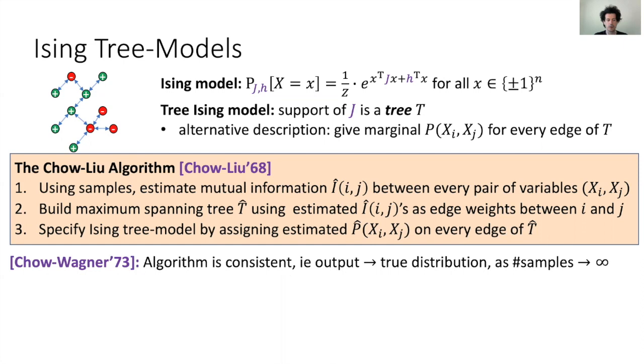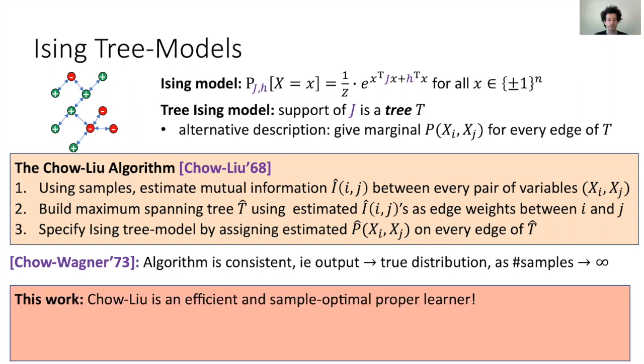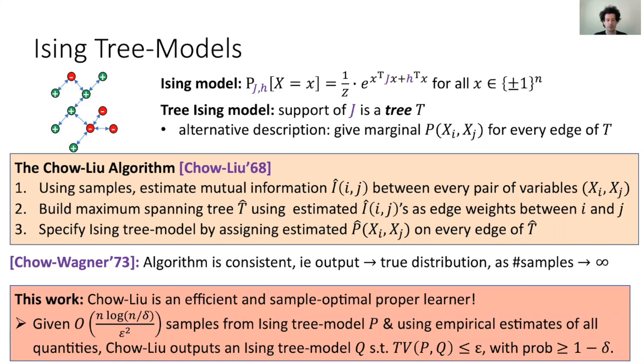Work of Chow and Wagner has shown that the algorithm is consistent. That is, the output distribution converges to the true one as the number of samples goes to infinity. In this work, we show that Chow-Liu is an efficient and sample optimal proper learner of Ising models. Specifically, we show that given n log n over delta over epsilon squared samples from an Ising model with a tree structure, and using empirical estimates of all the quantities, the output of Chow-Liu will be epsilon close in total variation distance to the true model with probability at least 1 minus delta.